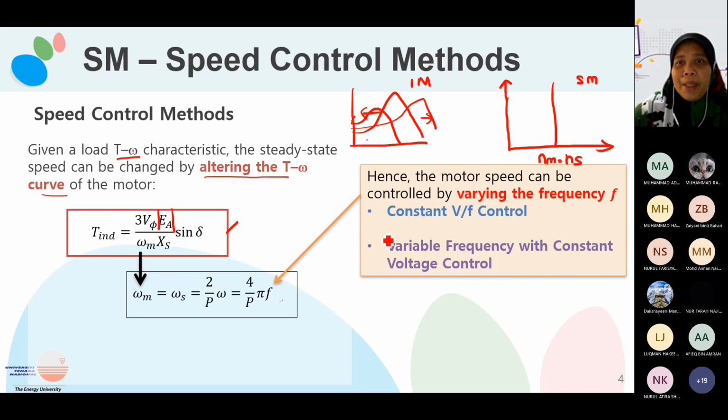And there are also two methods to control the speed of the synchronous motor, which are the constant V over F control and the variable frequency with constant voltage control. Sama saja macam induction motor. Okay, this is how you can control your synchronous motor speed. Okay, both by varying the frequency. Kalau constant V over F, F new is less than F rated. If variable frequency, F new is greater than F rated.